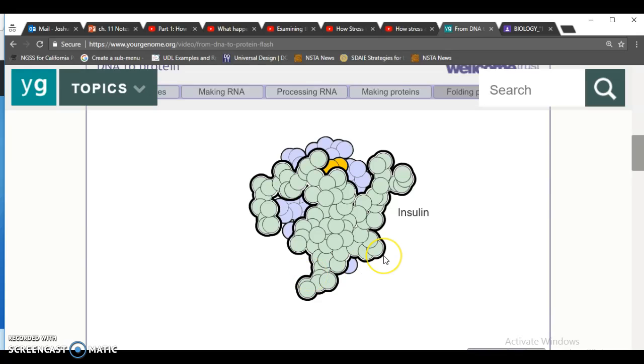So insulin is a special chemical messenger that tells cells exactly what to do. So this protein, important job. Your cells would starve to death if it wasn't for this protein to tell cells, hey, get some sugar.